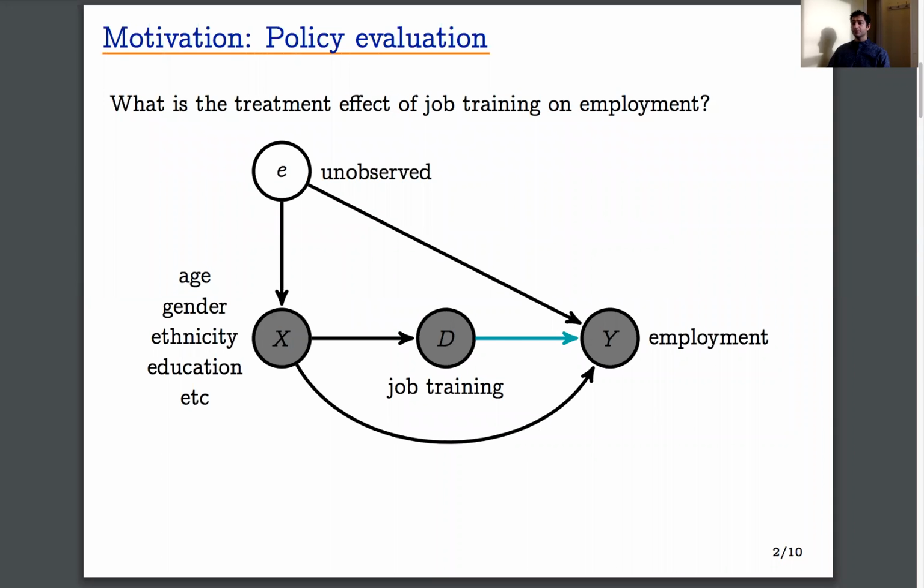The motivation for this project is policy evaluation. So let's consider asking, what's the treatment effect of job training on employment? Suppose we have a data set where for each individual we observe how much job training they did, what their subsequent employment was, as well as observables like their age, gender, ethnicity, and education.